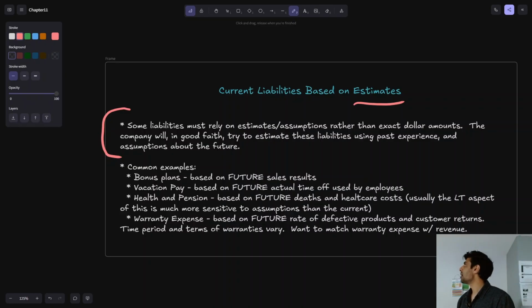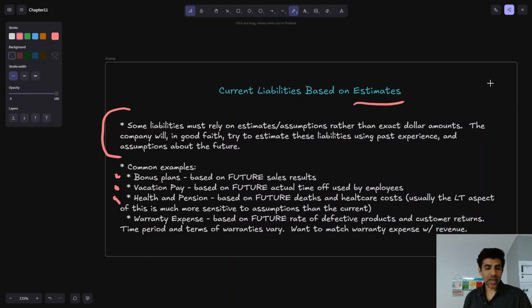It's similar to what we did with accounts receivable and estimating how much we would have to write off. What was our allowance for bad debt, right? This is a similar thing. What are some examples? A bonus plan. Bonuses are based on future sales results, so you don't know exactly how much bonus you're going to have to pay, or how much is accruing over the year, because you don't know the exact amount you're going to have in sales. Vacation, because you don't know how much vacation time employees are actually going to take. You're paying them and you're allocating vacation time, but how much they actually take, you don't know.